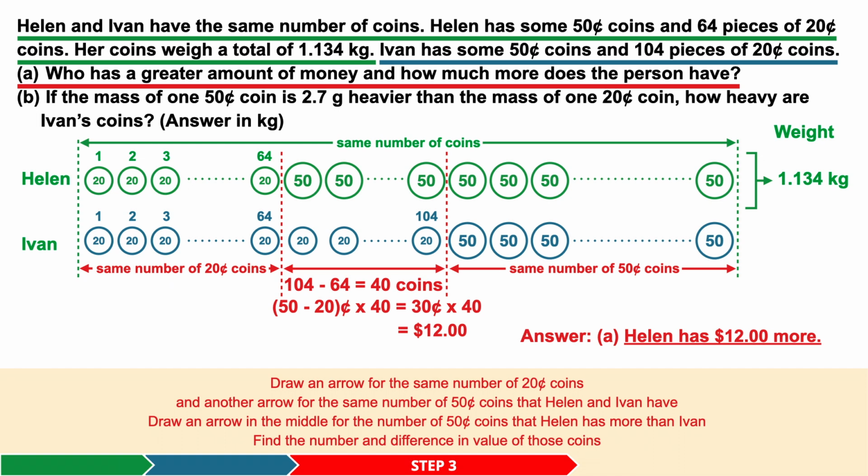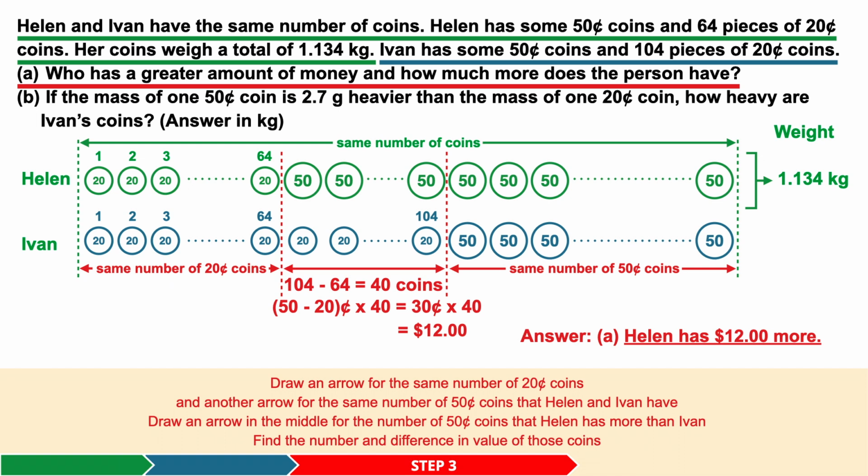By looking at the diagram, we identify some similarities between the coins that Helen and Ivan have, such that we can divide the diagram into 3 portions. On the left side of the diagram, we draw an arrow to indicate the same number of 64 20-cent coins that both Helen and Ivan have, and on the right side of the diagram, we draw another arrow to indicate the same number of 50-cent coins they both have.